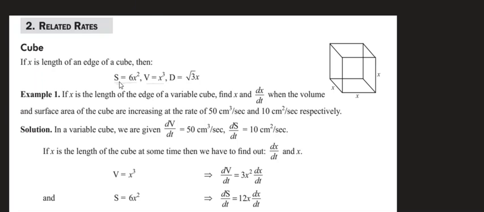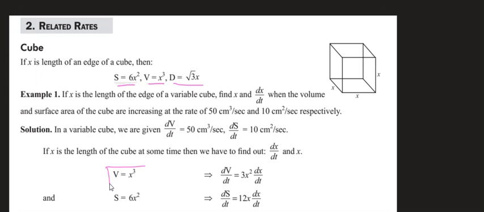Okay. Then we have the diagonal. So the diagonal that connects the opposite edges, is it not? So that is root 3 times x. So these are the basic formulas, and we are going to work out with these formulas. The very simple thing here is V is equal to x cube.